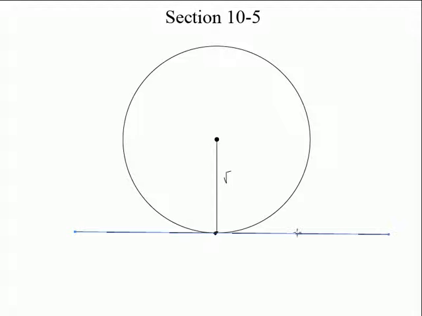Now look at that. I just drew a tangent to the point of tangency of that radius. Sarah, you see it. What do you think it forms? It's perpendicular, absolutely right. That's what the theorem says it does.